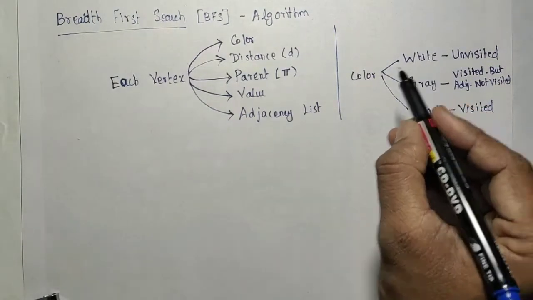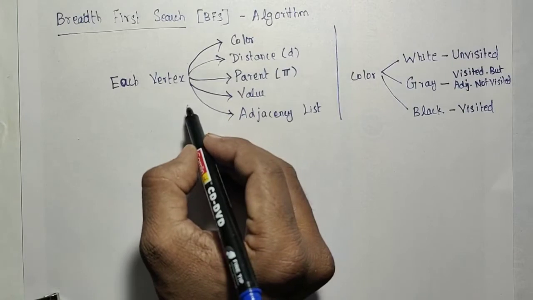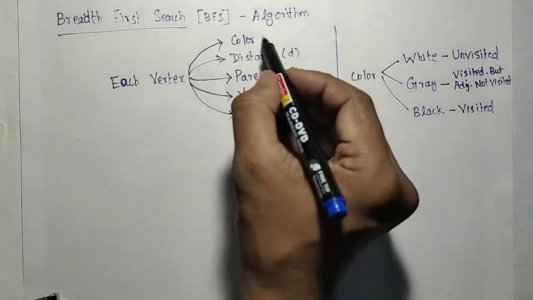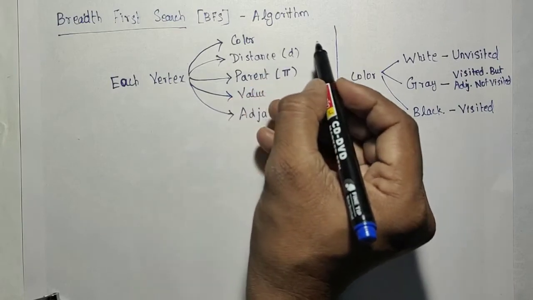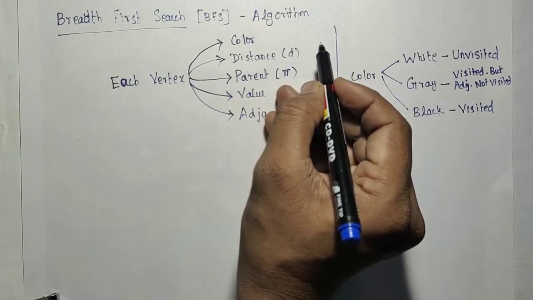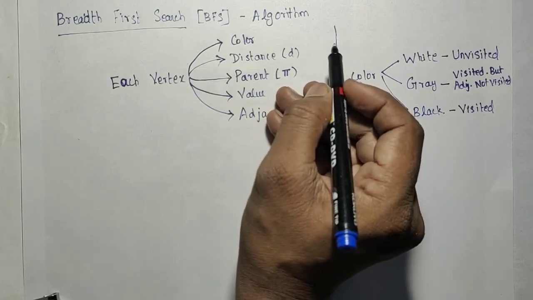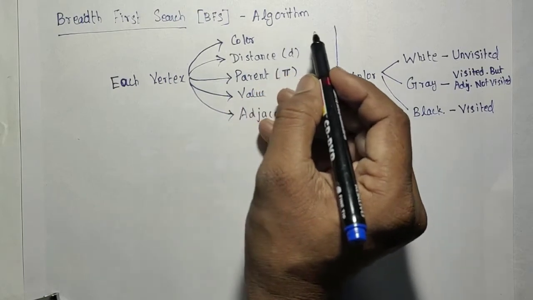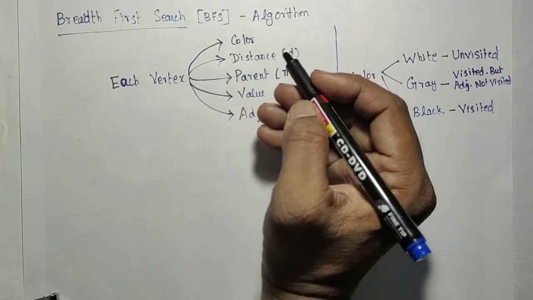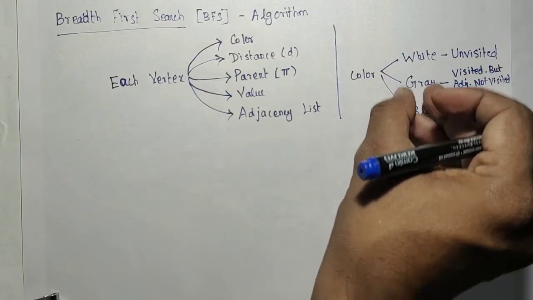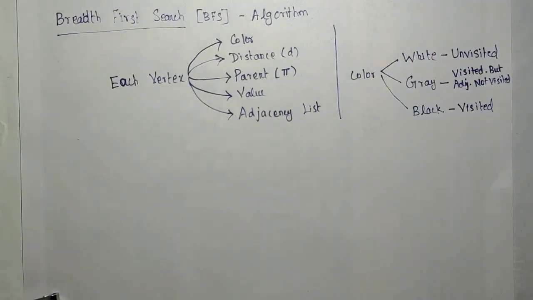Okay. But if you want to implement that algorithm in a particular language, for white, gray, black, we can use the numbers 0, 1, 2. 0 is for white, 1 for gray, and 2 for black. So initially 0 will finally be changed to 2. Like that we can use it. For simple understanding, we are using the term color, taken as white, gray, and black.